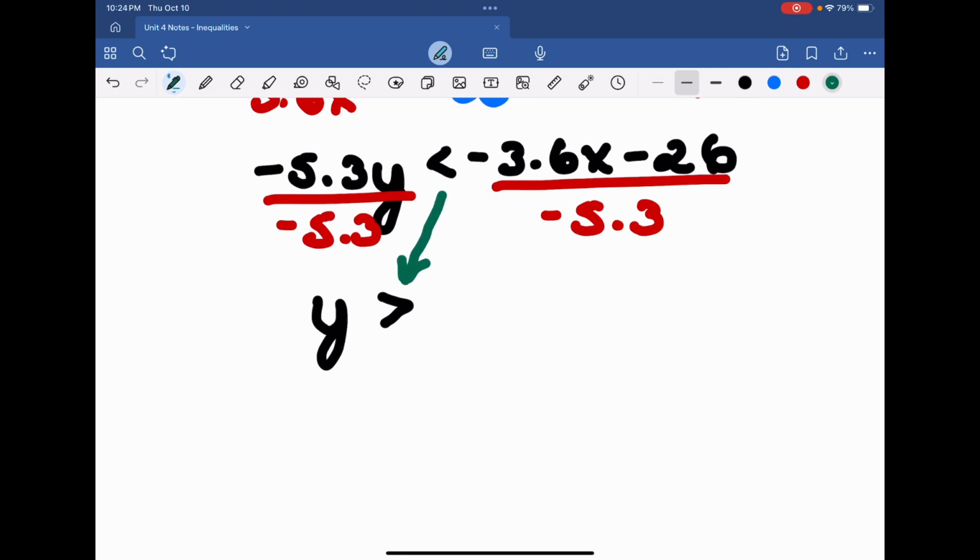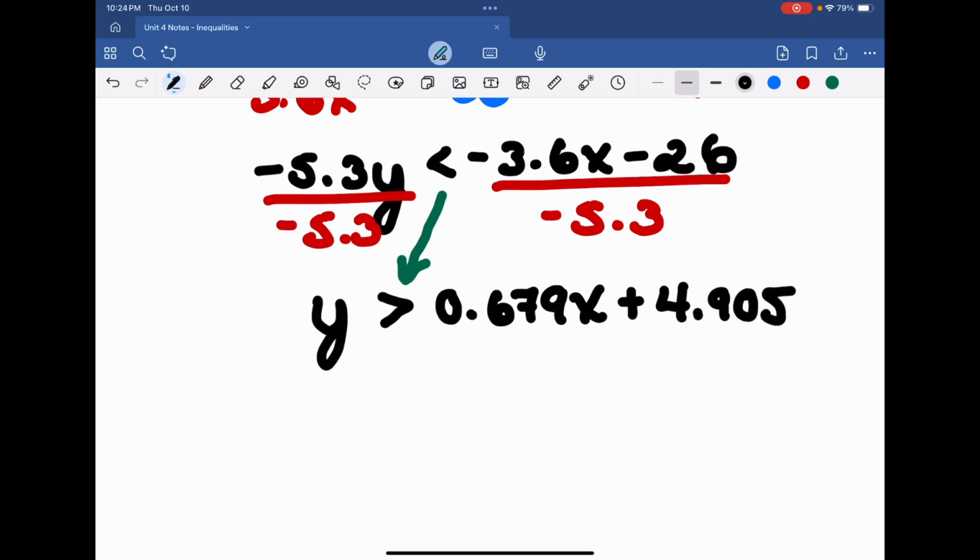We did this in class a lot. We arrow down from the inequality and we say it flipped. Therefore, a negative 3.6 divided by a 5.3 is going to give us 0.679, and that has an x with it. The negative 26 divided by negative 5.3 gives us positive 4.905. Okay, now we know that the inequality is defined where y is greater than this boundary line.